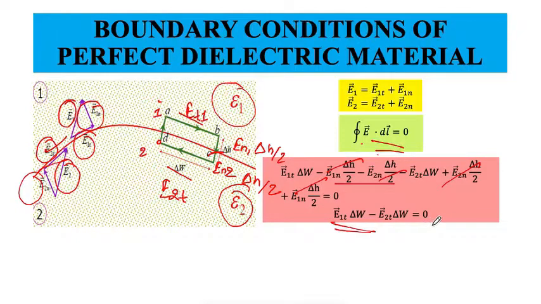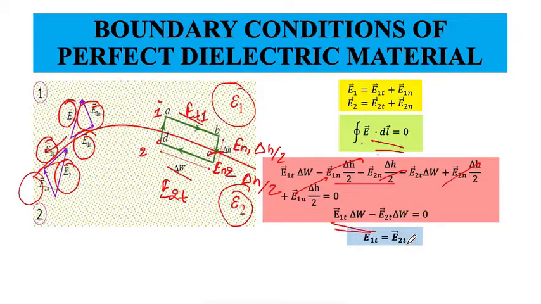Now if delta h approaches 0, the terms corresponding to delta h go to 0, and I keep delta w non-zero. This indicates that the tangential electric field across the two dielectric mediums must be continuous, and that should be equal.